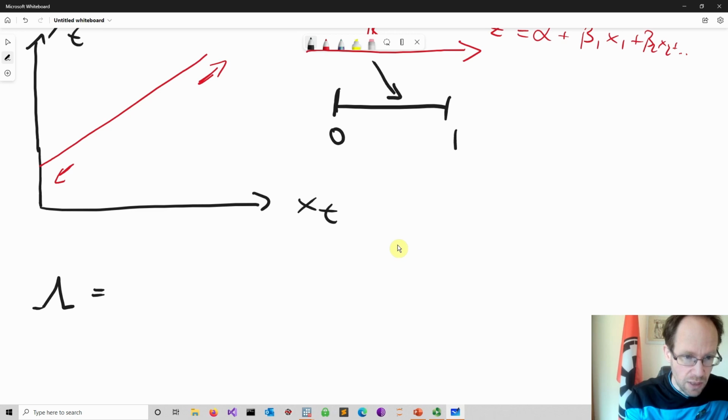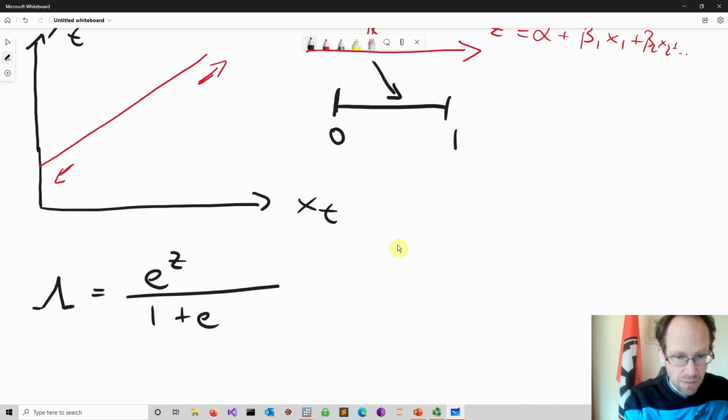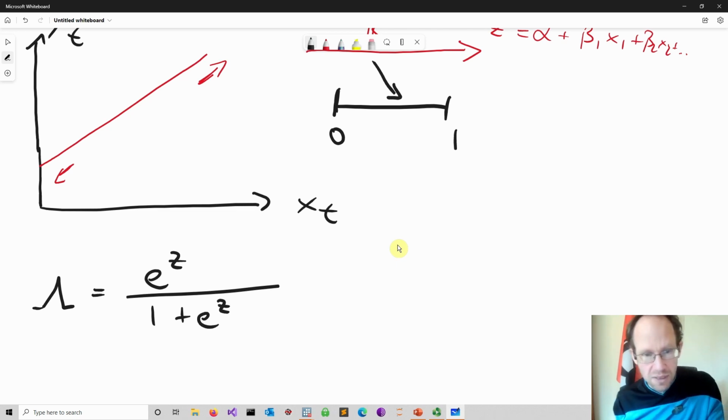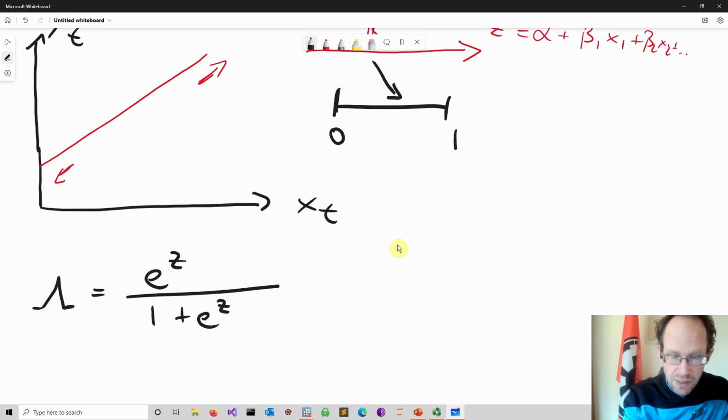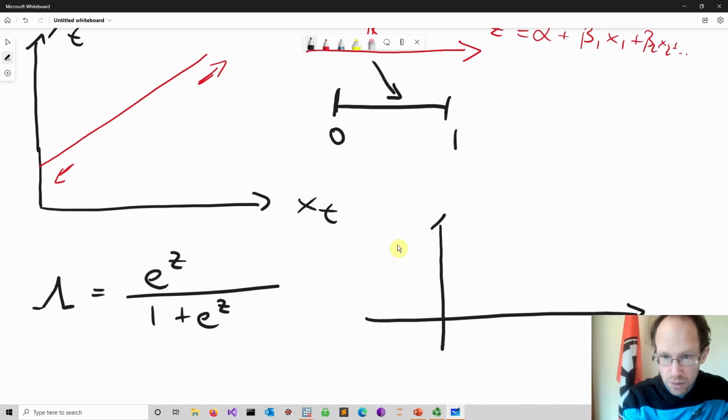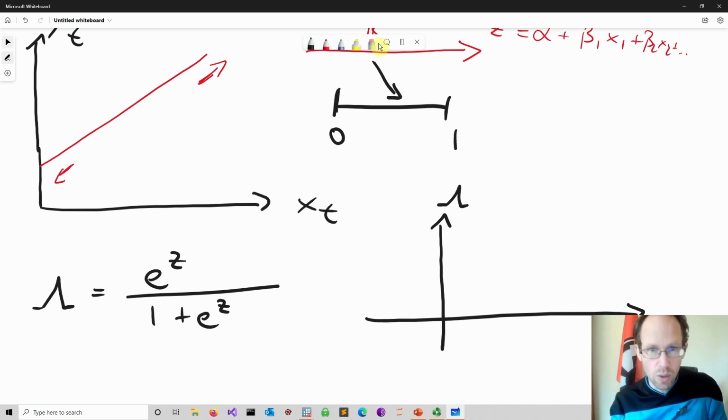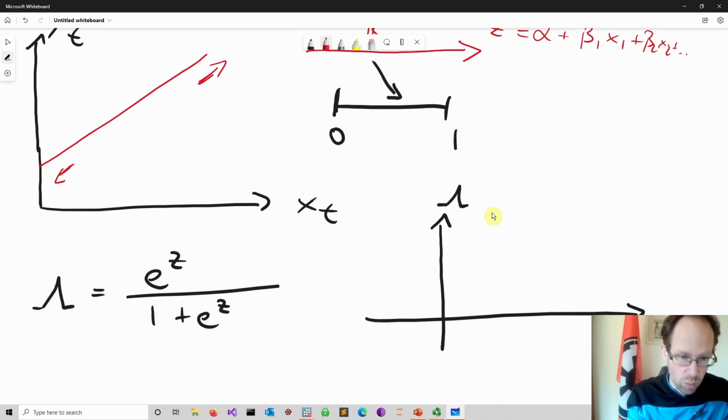We take the e function to the power of z, divided by 1 plus the e function to the power of z. Now, what does that actually do? This transformation will change our outcome accordingly. So if we look here at this problem for different values of z, we can plot a different relationship. In this case, if z is equal to 0, of course e to the power of 0 is 1, so you would get here 1/2, which is maybe somewhere here.